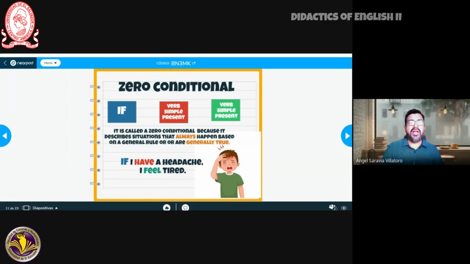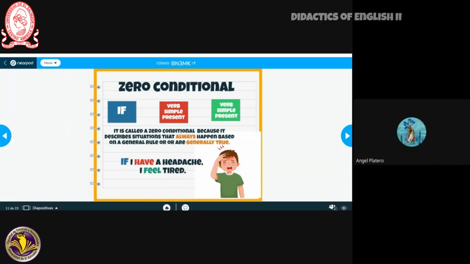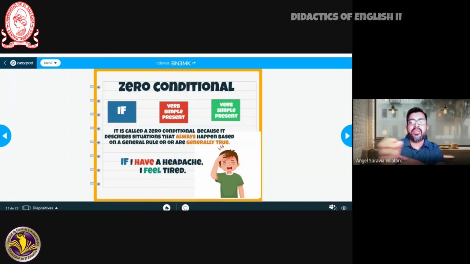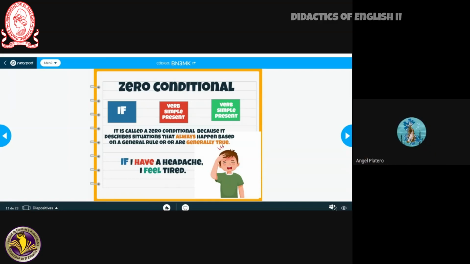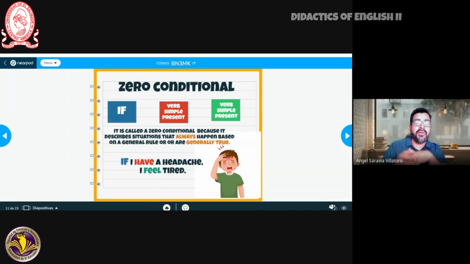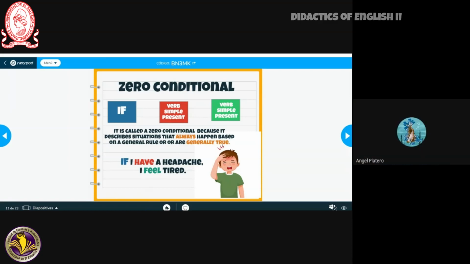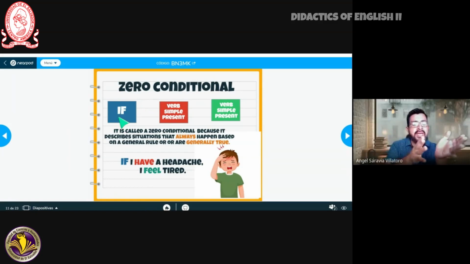The zero conditional is when we have a condition, and that condition is always true or generally true and always happens. Let me tell you what it is about. It is called a zero conditional because it describes situations that always happen based on a general rule or are generally true. The formula we can use has the if condition, which can be in any place, but right now we put it at the beginning.